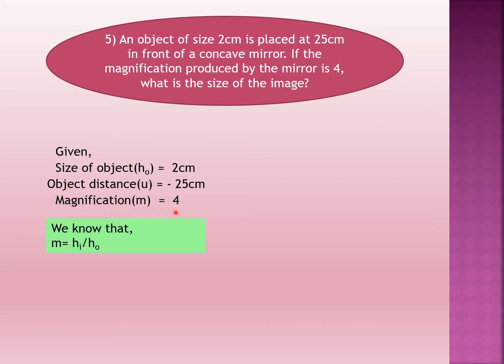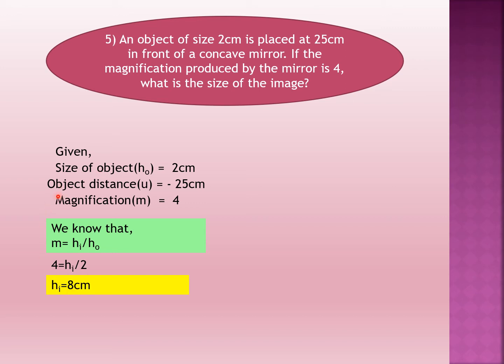Now see, if we have to find HI and magnification is given, definitely this formula of magnification has to be applied. Since we need the size of the image and the height of the object is given, we'll directly apply the formula HI by HO. So magnification is equal to HI by HO. Substituting M is equal to 4 and HO is positive 2, HI is 8 centimeter.